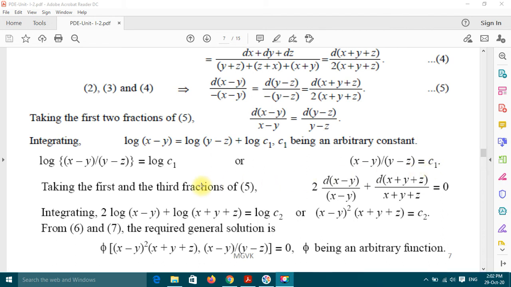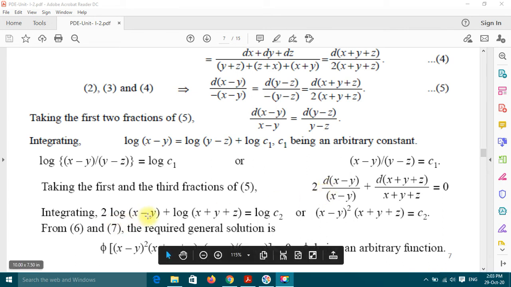Now we take the first and third fractions to be equal. Then 2 times d(x - y) upon (x - y) plus d(x + y + z) upon (x + y + z) is equal to 0. Now we integrate it. Then this becomes 2 log(x - y) + log(x + y + z) = log c2, which means log(x - y)^2 + log(x + y + z) = log c2.